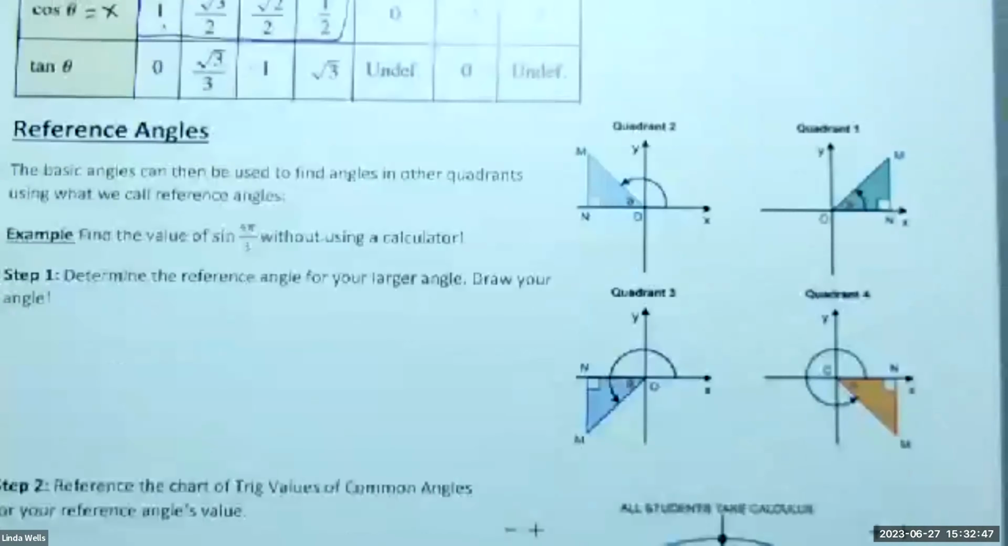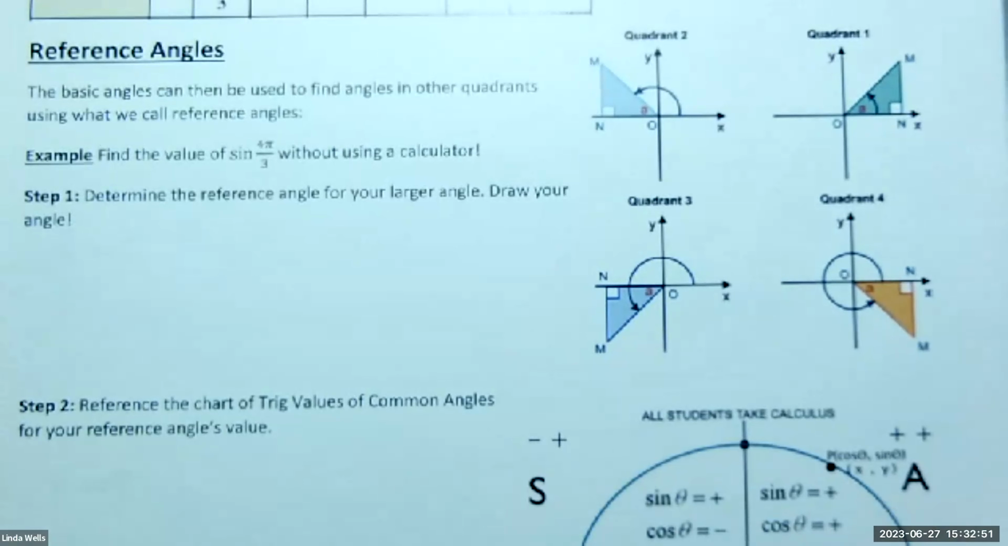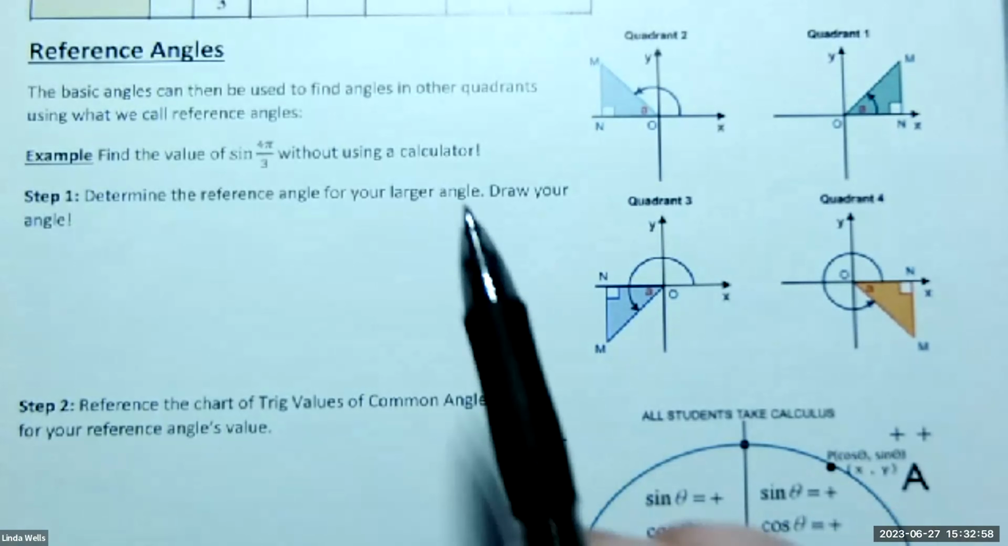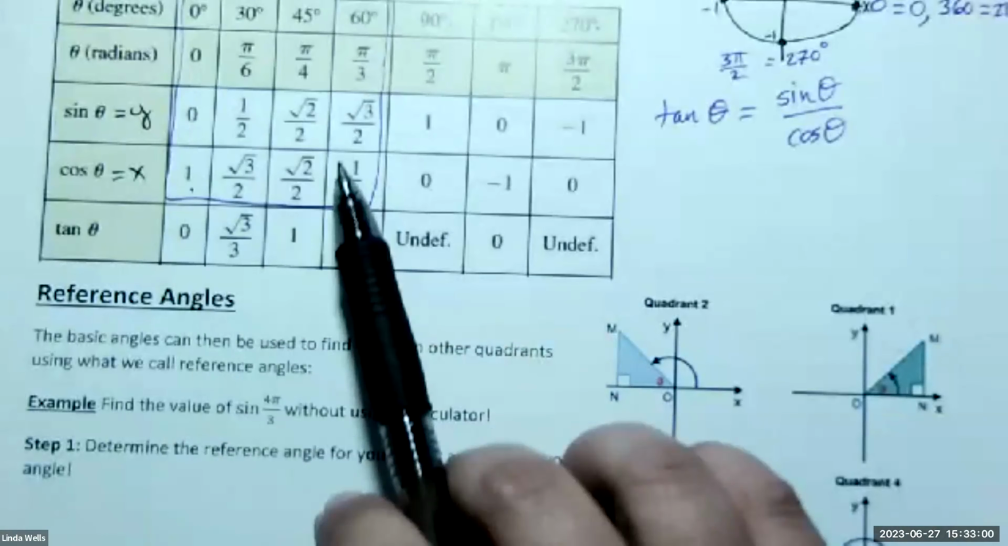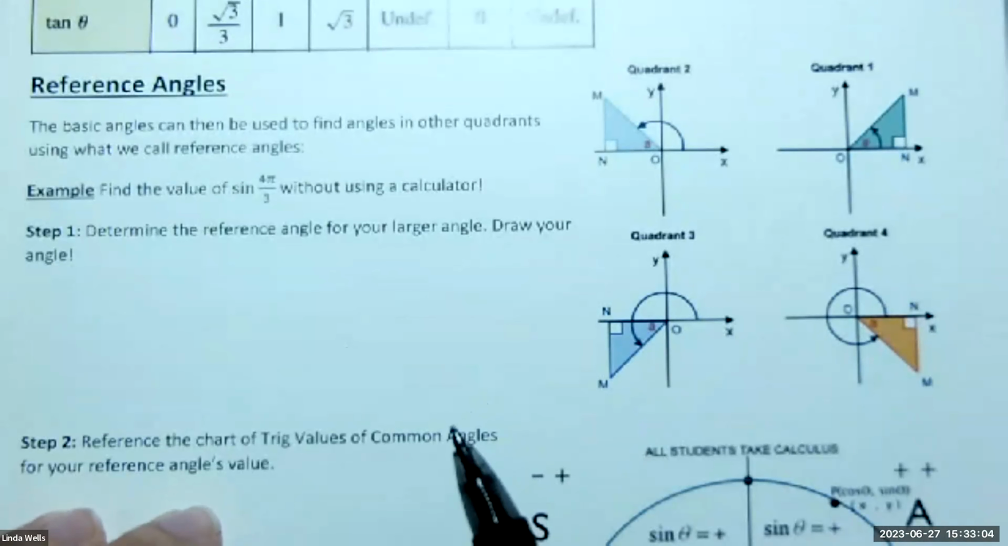All right, that's just a rough reminder. It's all the other ones that I want to spend time on. They're called reference angles, is how we're going to find them. The basic angles, by which I mean these ones here, can then be used to find angles in other quadrants using what we call reference angles.